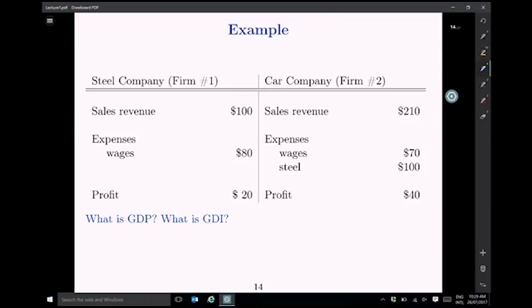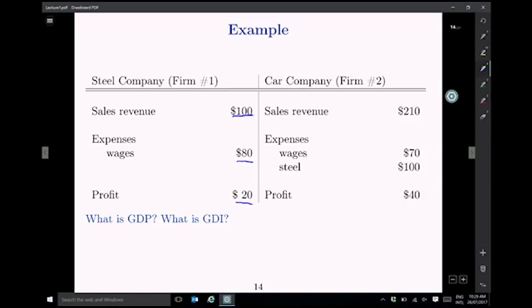In a very simple economy, we have two companies, the car company and the steel company. The car company produces cars and the steel company produces steel. In this economy, the steel company has sales revenue of $100, and $80 goes to workers who work in the steel company, that's wage payment. And the rest, $20, goes to the owner of the steel company as profits.